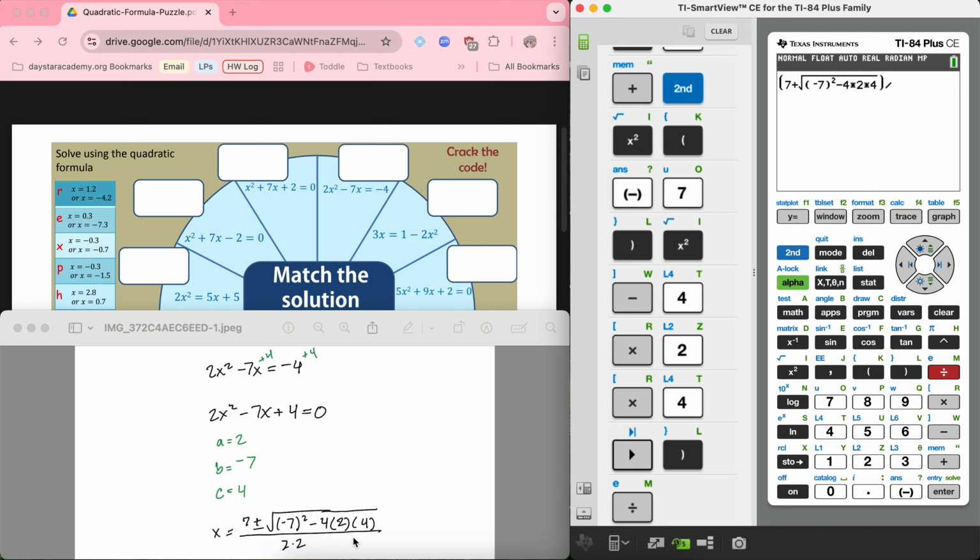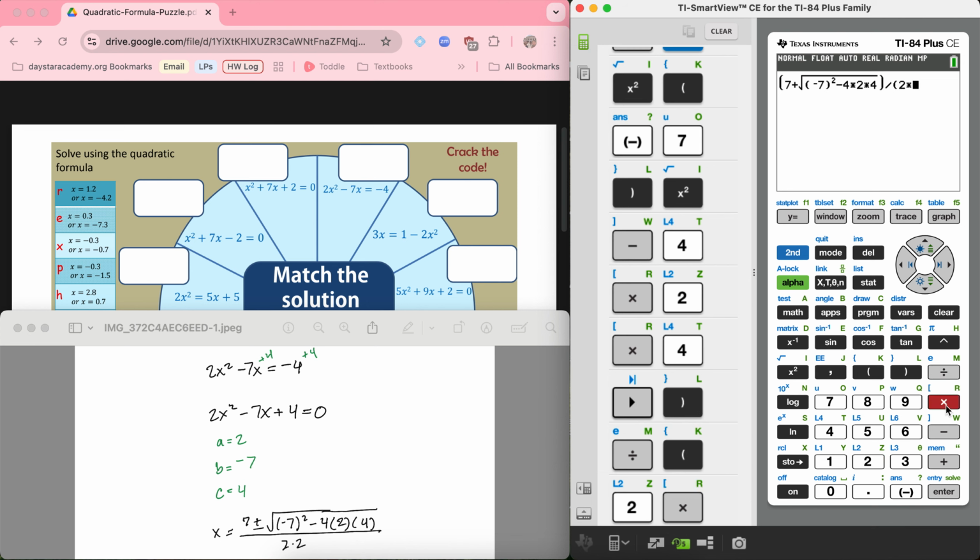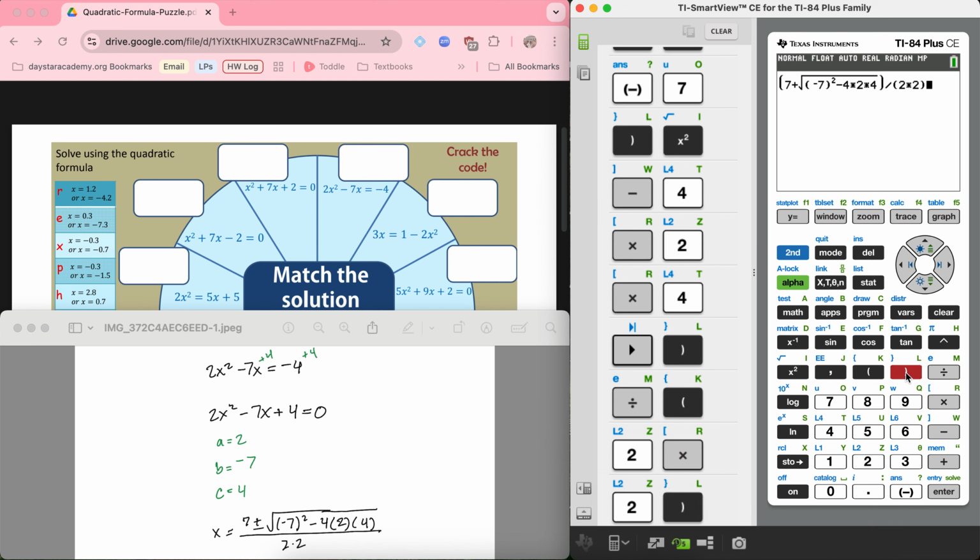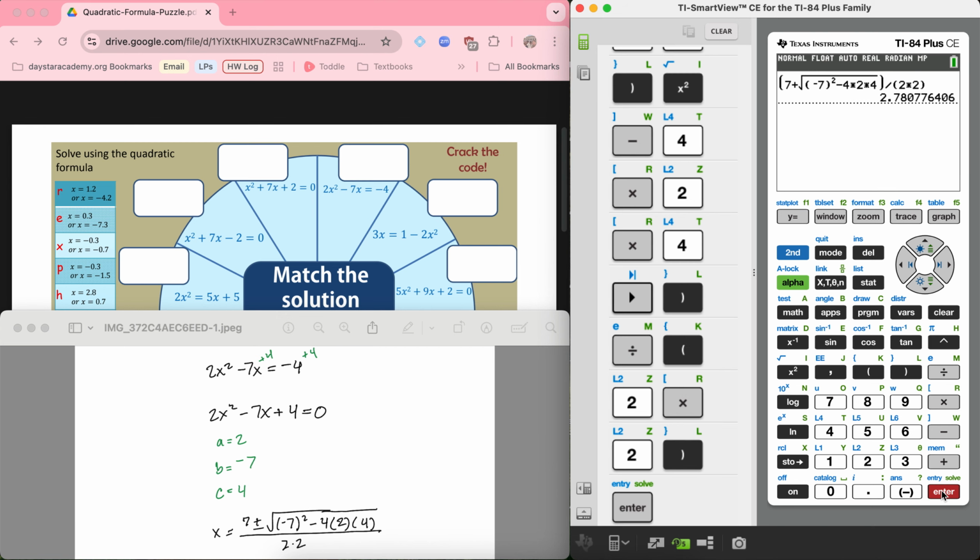But this is really important as well. You have to put the whole denominator in parentheses also. So divided by parentheses 2 times 2, close parentheses. Now the calculator knows to evaluate the whole numerator, evaluate the whole denominator, and then divide those answers. So hit enter, and we get 2.78, or rounded to 1 decimal place, that's 2.8.